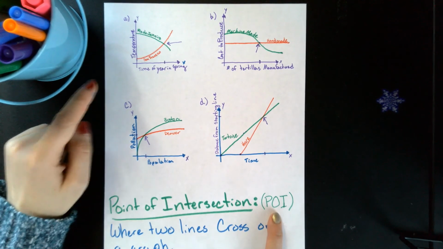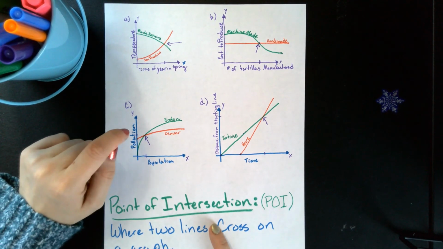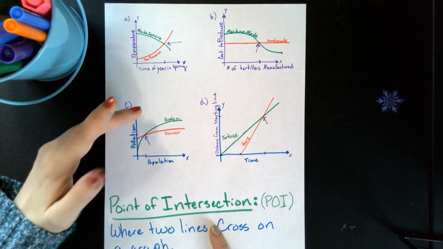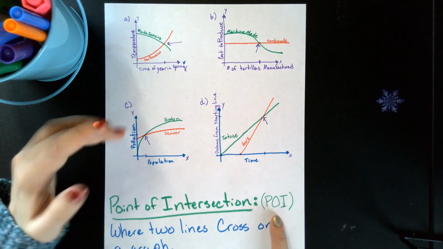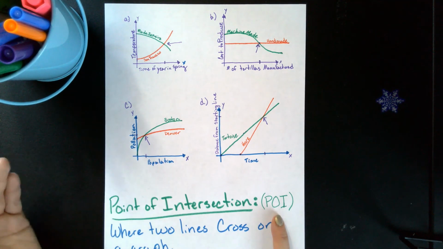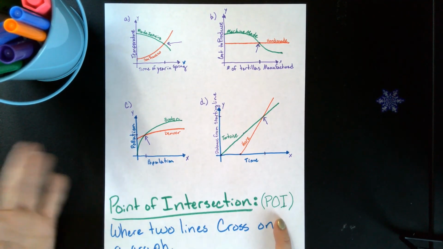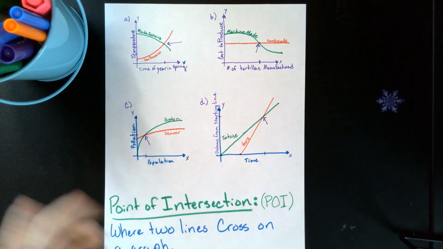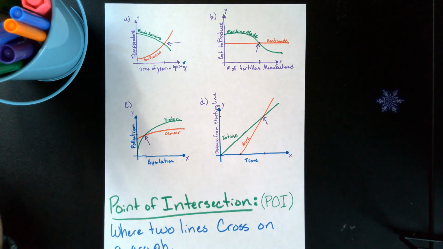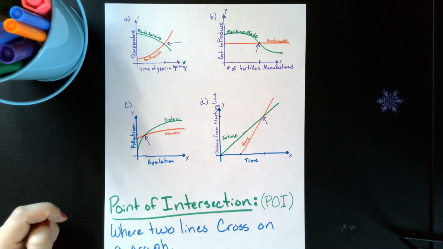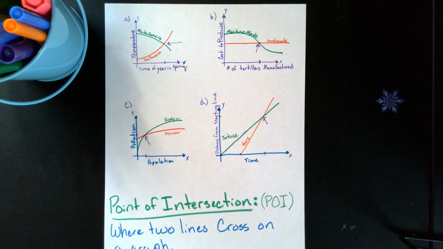So from now on, instead of having to say point of intersection every single time and write that out, Ms. Schmidt and I are going to refer to this as a POI, point of intersection. So when I ask you, what are the POIs, you know I'm asking you for the points of intersection. And there you go, that's the lesson. Very nice and quick and easy.